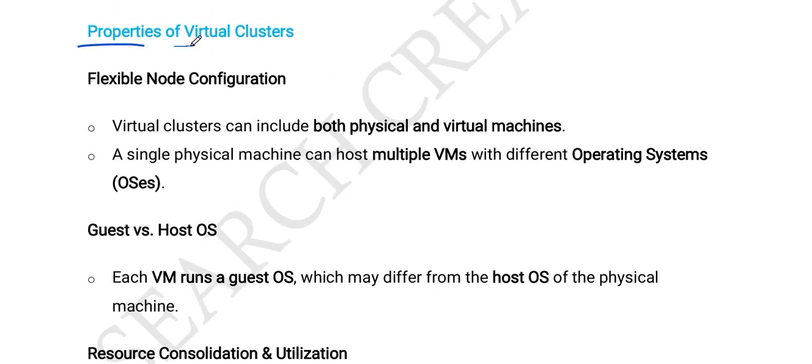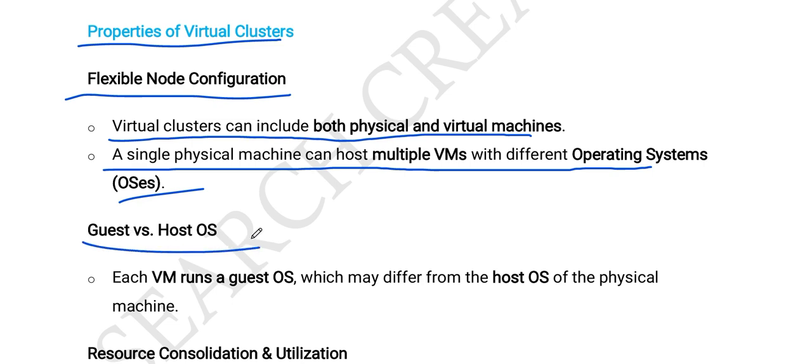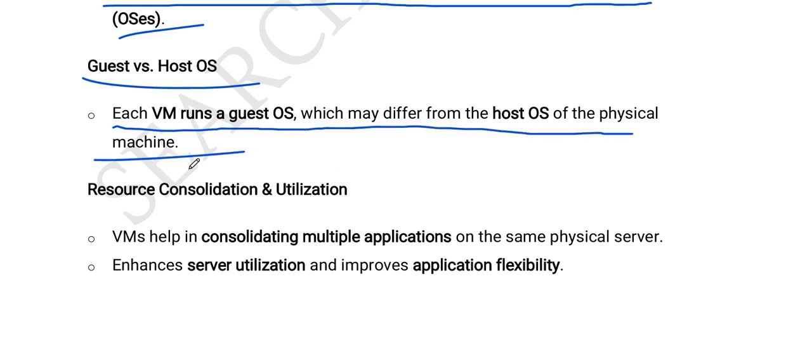Next is properties of virtual clusters. Flexible node configuration: virtual clusters can include both physical and virtual machines. A single physical machine can host multiple virtual machines with different operating systems. Next is guest versus host OS. Each virtual machine runs on a guest OS, which may differ from the host OS of the physical machine.